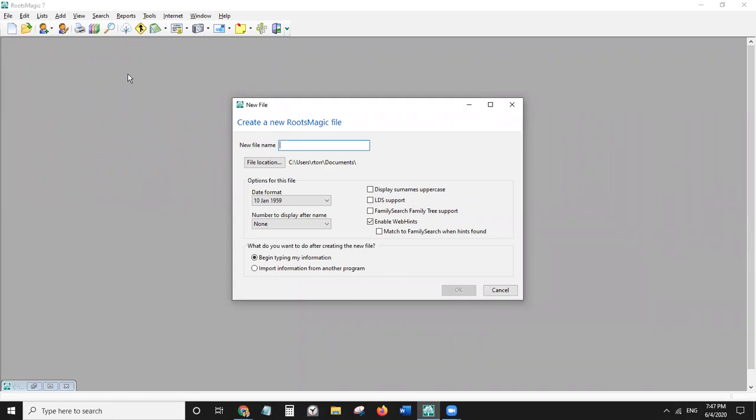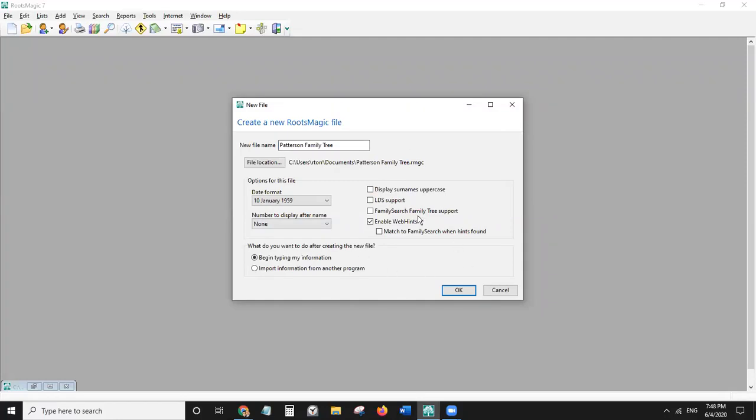This is what professionals use mostly to create their research reports and things. And I'm just going to give you a quick demonstration so you can see what it is. And if it's something that you are interested in, then it might be something you want to do. But when you're creating a RootsMagic file, it's real easy. You can just name it, like I'll go Patterson family tree. You can decide how you want the dates to look. I like it like this.